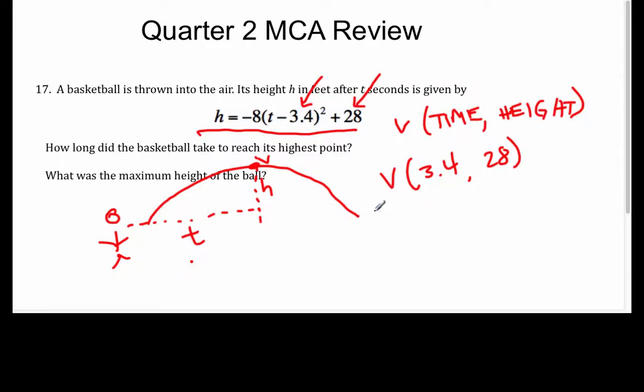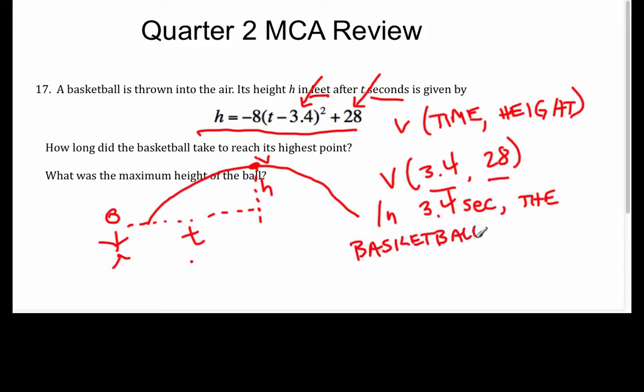Now it's asking how long did it take to reach its highest point? Right here, 3.4. 3.4 what? Well, if you look through the arrows that I have here, 3.4 seconds. What is the maximum height of the ball? Well, it's in feet, I believe. In feet, okay? So it's going to be 28 feet. So in 3.4 seconds, the basketball will reach a maximum height of 28 feet.